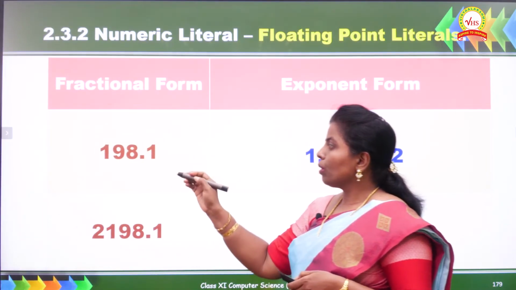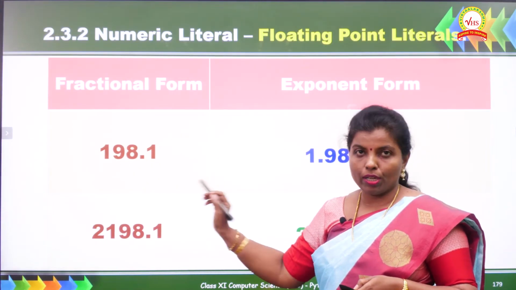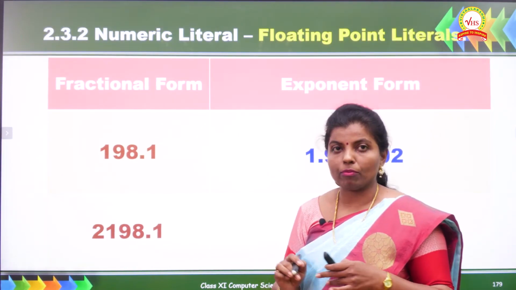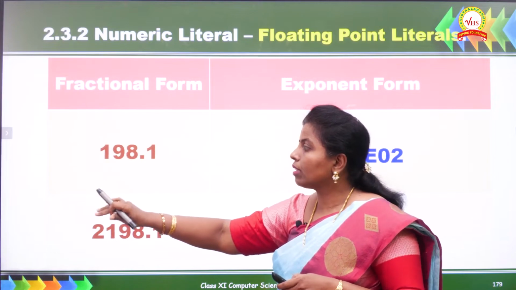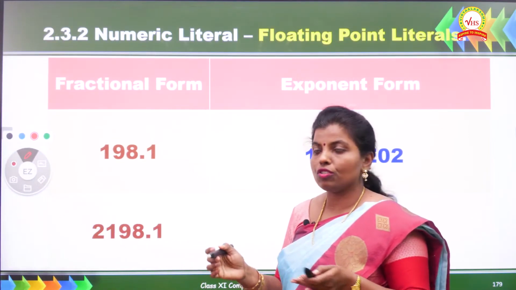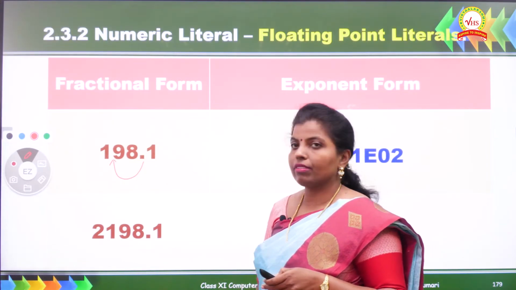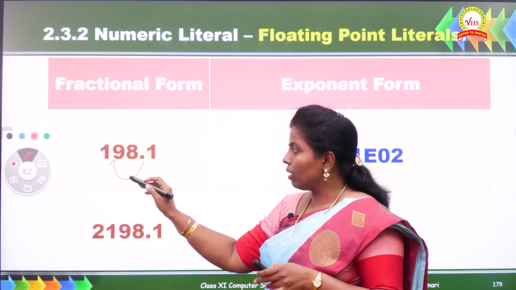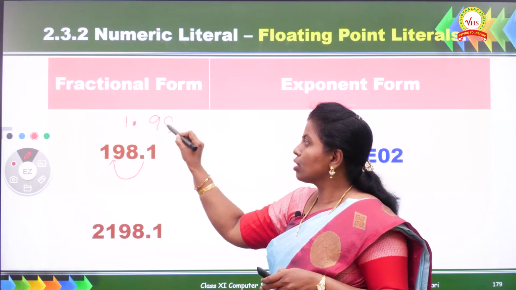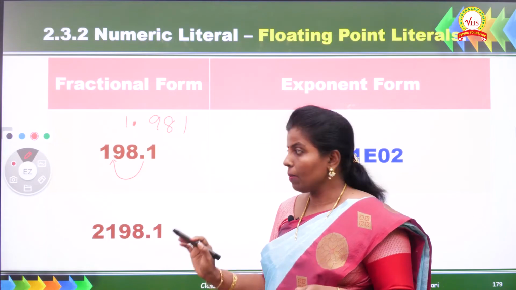Let us see. The given number in the fractional form is 198.1. I have to convert it into exponent form. Let us see how I am going to convert. According to the given rule, we have to move the decimal point after the first digit of a number. The decimal point is here, so I will be moving it after the first digit. So, this number will take the form 1.981.